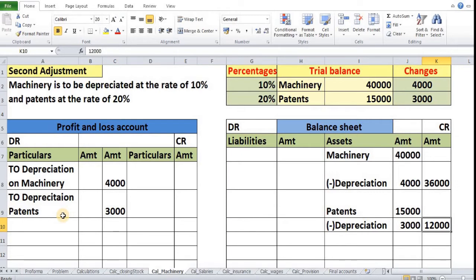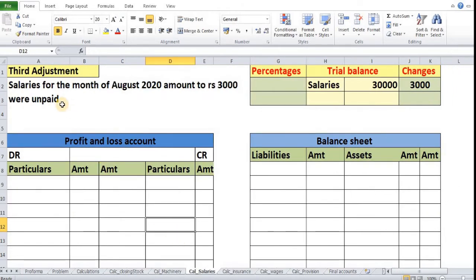Our next adjustment is salaries for the month of August 2020, amount rupees 3,000, were unpaid. Here in the problem the salaries amount is 30,000 and salaries is considered an office expense. So we will mention "To salaries" on the debit side of the profit and loss account and 30,000 in the inner column on the debit side.